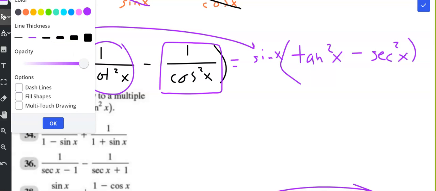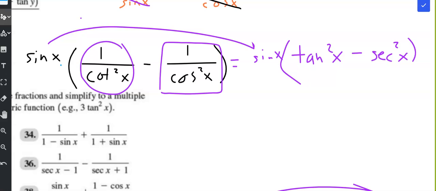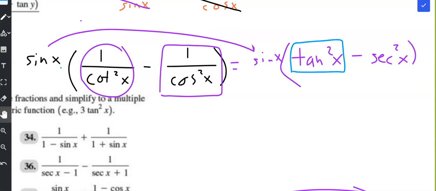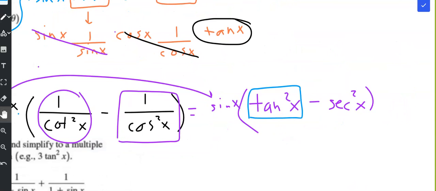So let's see here. If you look at your Pythagorean identities notes, what could you replace tangent squared with? On the Pythagorean identities, is there a tangent squared in the bunch? Secant squared minus 1? Is that what you said? Secant squared x minus 1. Yep. Okay.